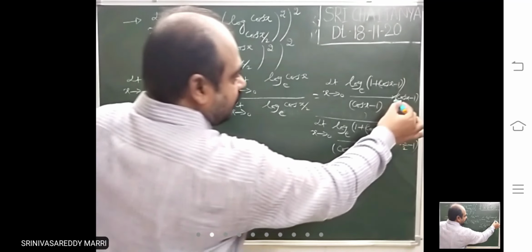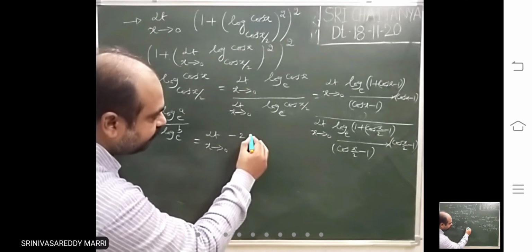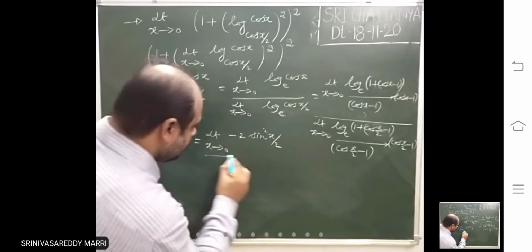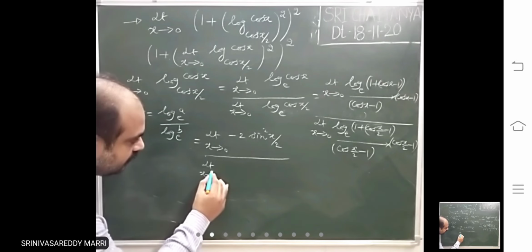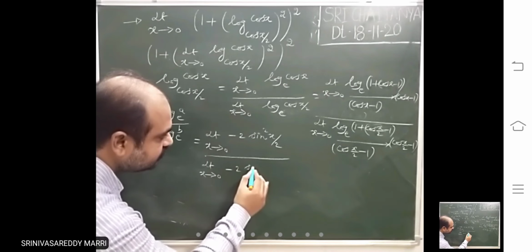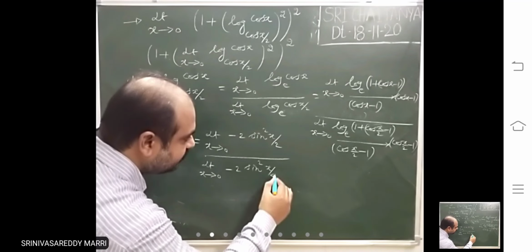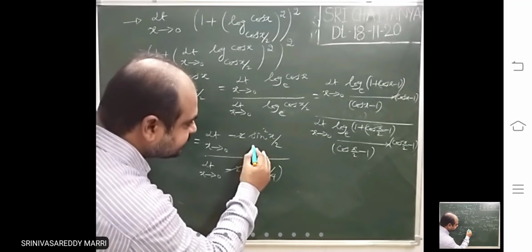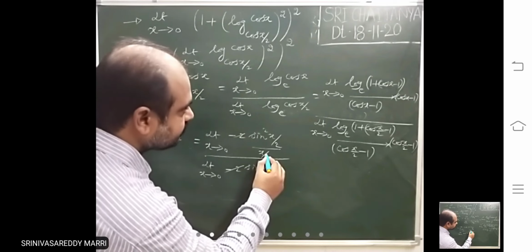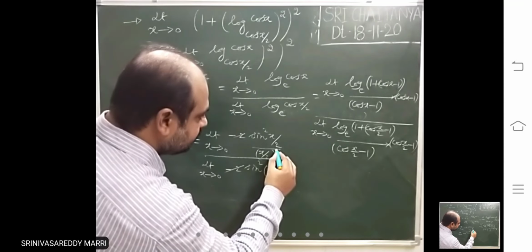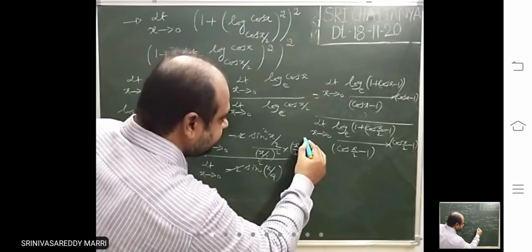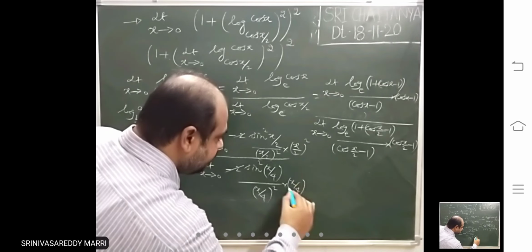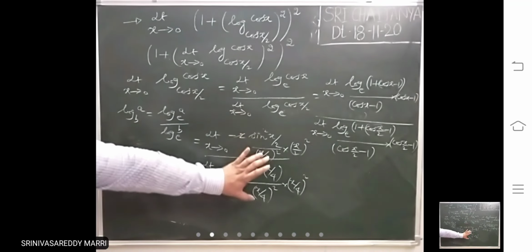Limit x tends to 0 of cos x minus 1. If you take minus common, you will get minus 2 sine square x by 2, divided by limit x tends to 0 of minus 2 sine square (x by 2) by 2. Now you got the sine form. Sine form means try to adjust the standard limit. Divided by what must be there? X by 2 whole square into x by 2 whole square. Yesterday we did the standard limit with x by 4 whole square into x by 4 whole square. Now this is standard limit 1, and this is standard limit 1.